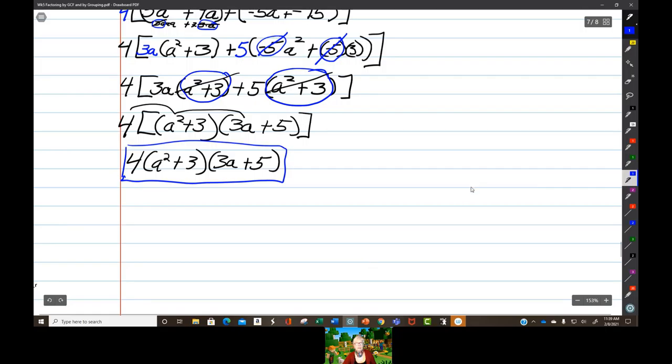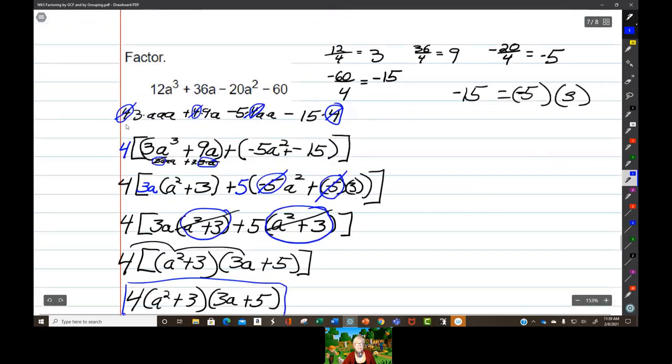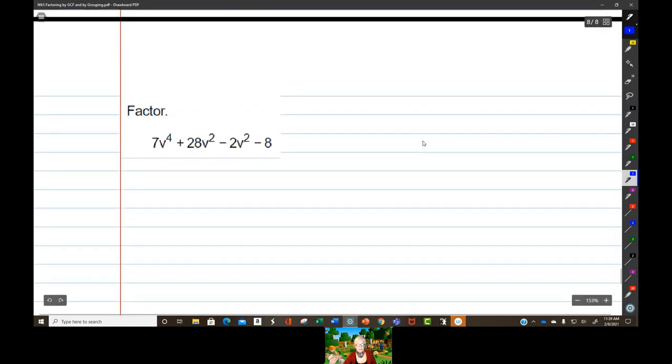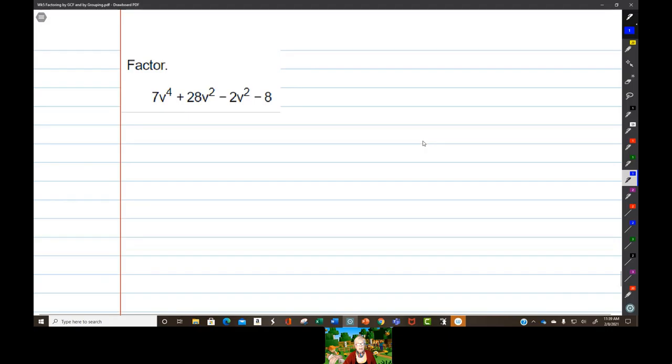Okay, let me put this in my little blue box. So see, it's all the same steps. It's nothing that's real interesting, except if there is a GCF for all 4 terms, you've got to pull that out first. Just the way life is.